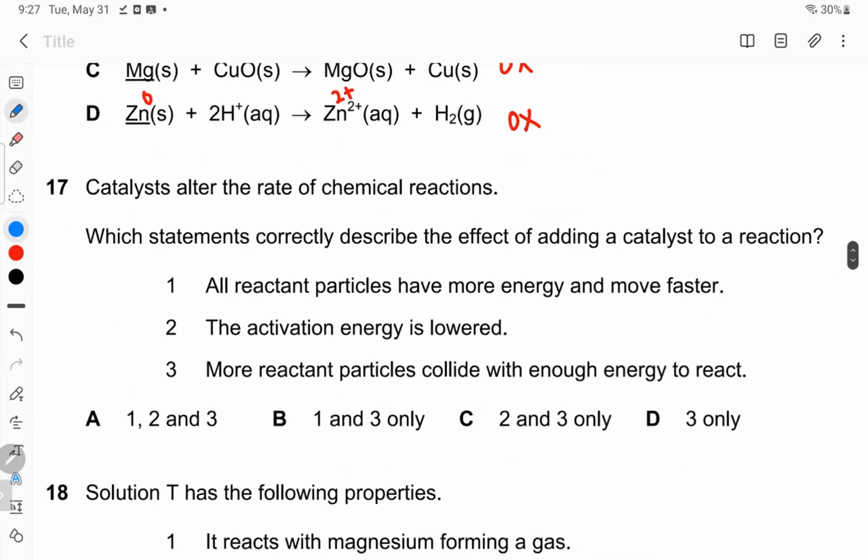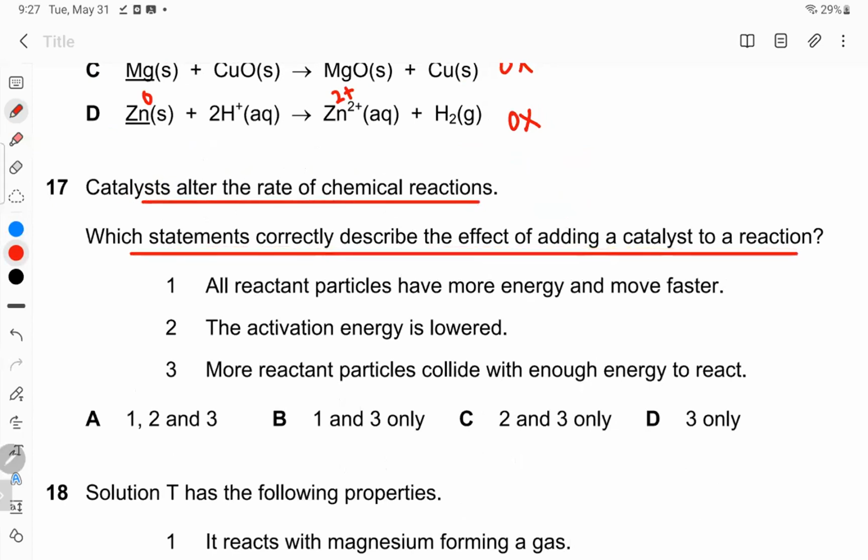Okay, now question number 17. Catalysts alter the rate of chemical reaction. Which statement correctly describes the effect of adding a catalyst to a reaction? All reactant particles have more energy and move faster. No, it's wrong, sir, because catalysts do not increase the energy. The catalyst actually lowers the activation energy.